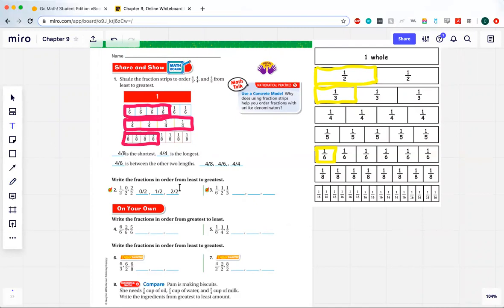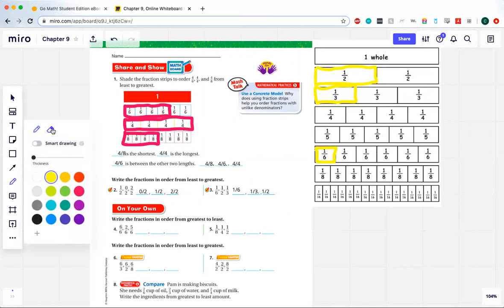So how do I do this from least to greatest? Well, I know that if we cut something into 6 pieces, those pieces are going to be a lot smaller than if I cut it in half or into thirds. So my smallest one is going to be 1/6. Okay, there's my smallest. And then if I look again, I can see that my 1/3 is the one that's in the middle. And then my 1/2 is the largest piece. So those are our 3 fractions written from least to greatest. Okay.